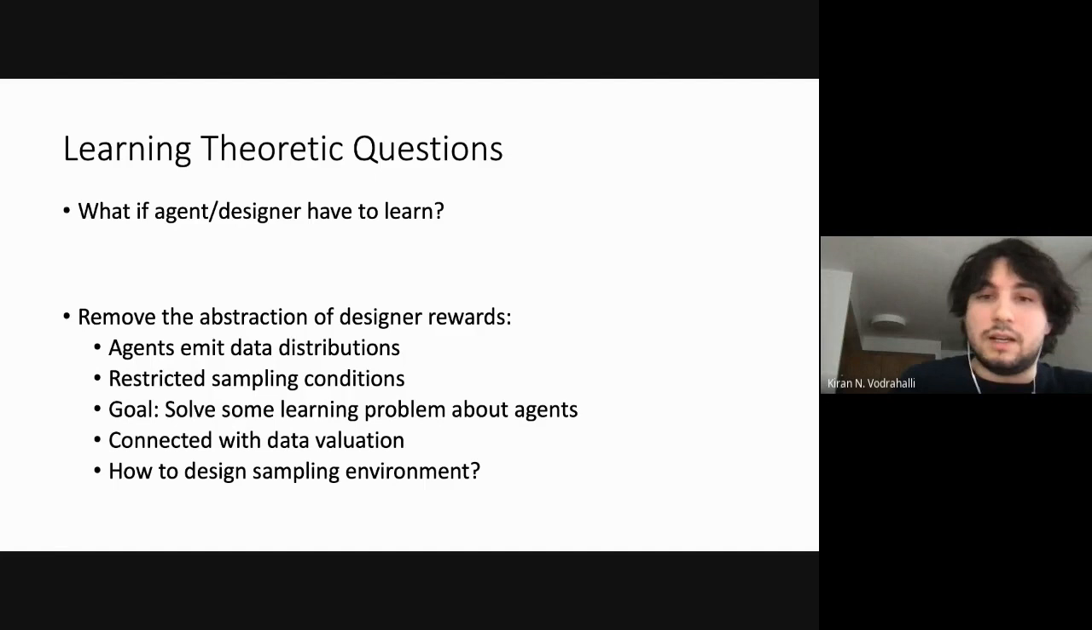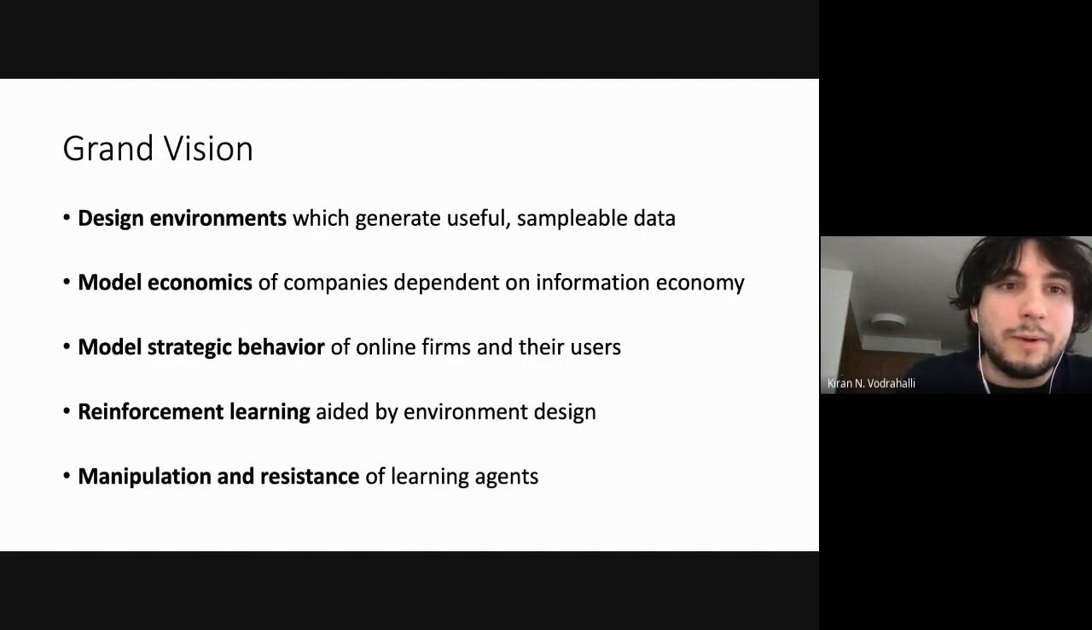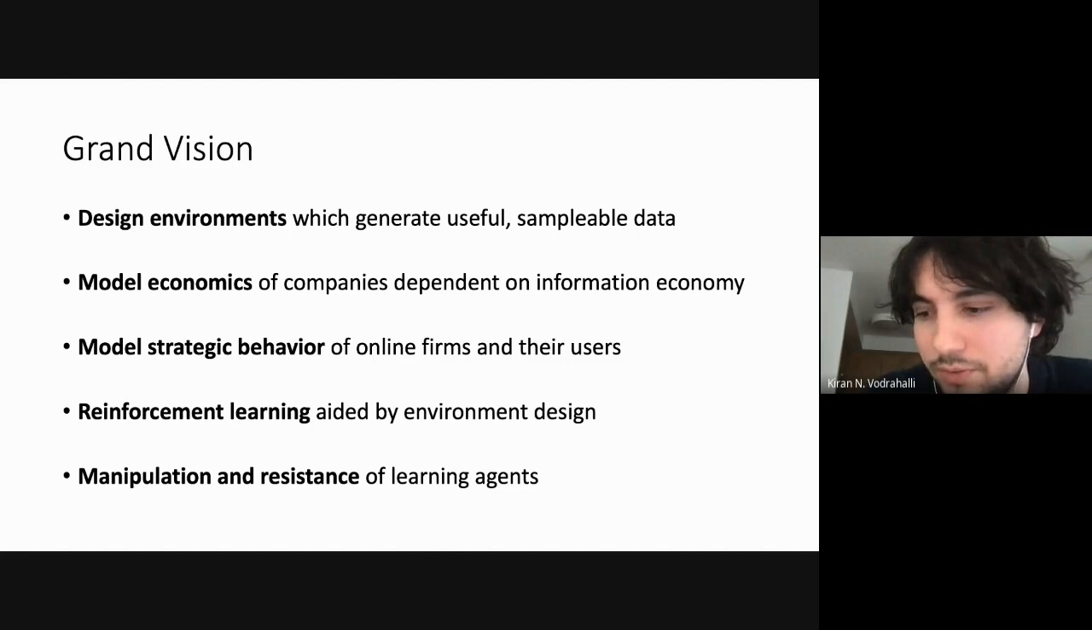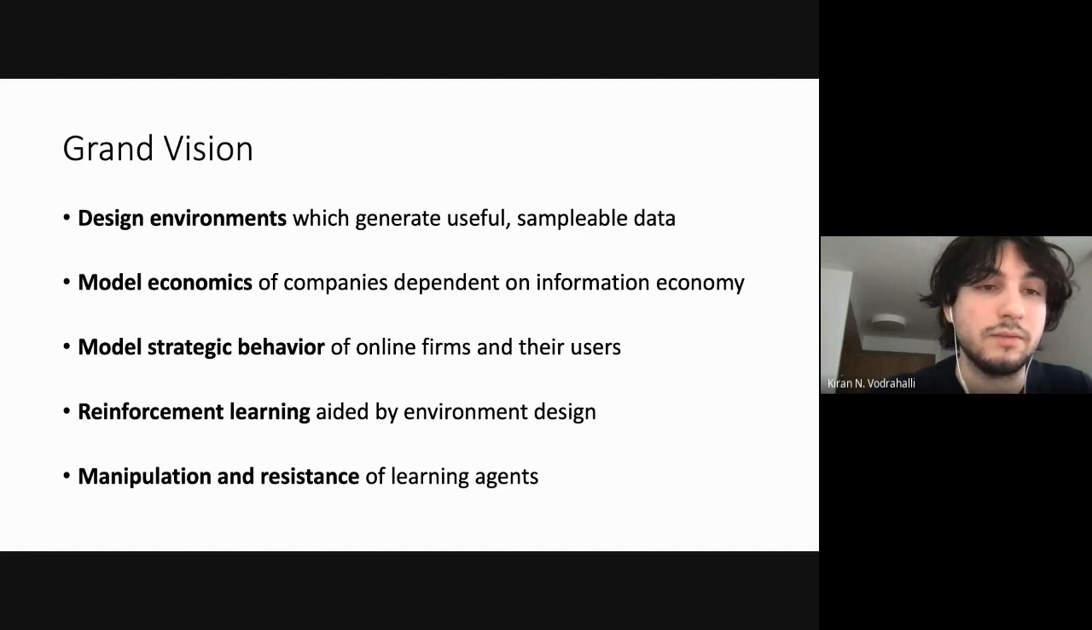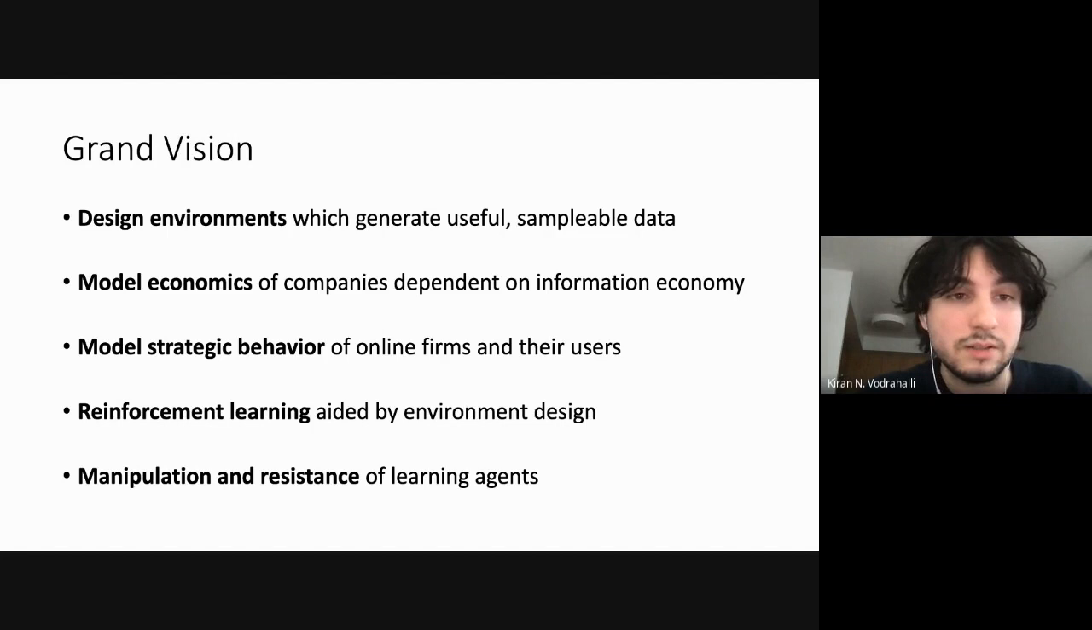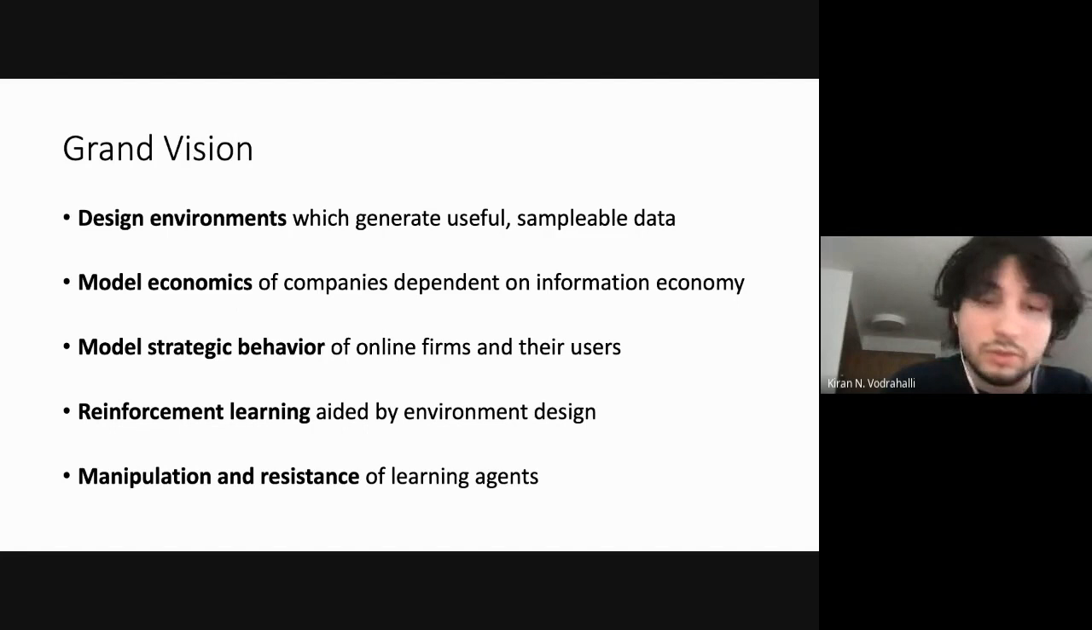All right, and then I'll have one last slide describing a grand vision for this kind of research agenda. One question we want to ask is how to design environments which generate useful and sampleable data, which I was mentioning in the previous slide. Another question is, we want to build up better models of the economics of companies which are dependent on the information economy. Similarly, model the strategic behavior of online firms and their users, because this is now very socially relevant in the modern age. And then there are also some orthogonal directions which are a little bit related as well.